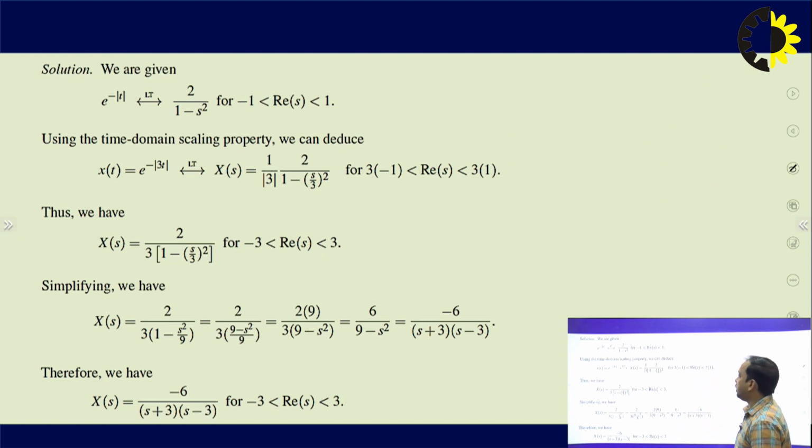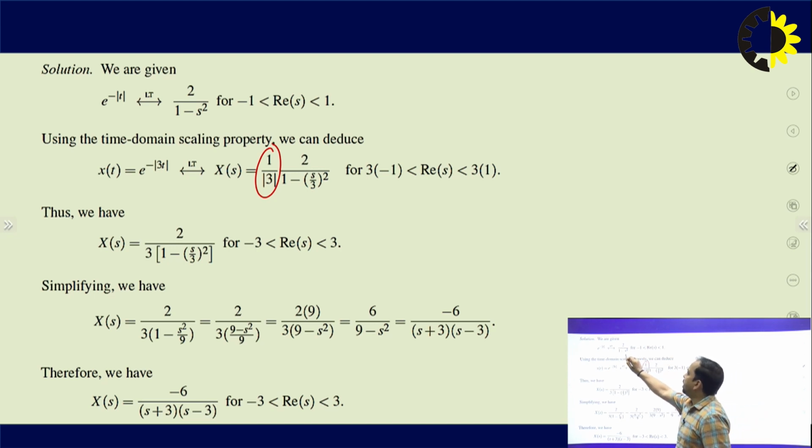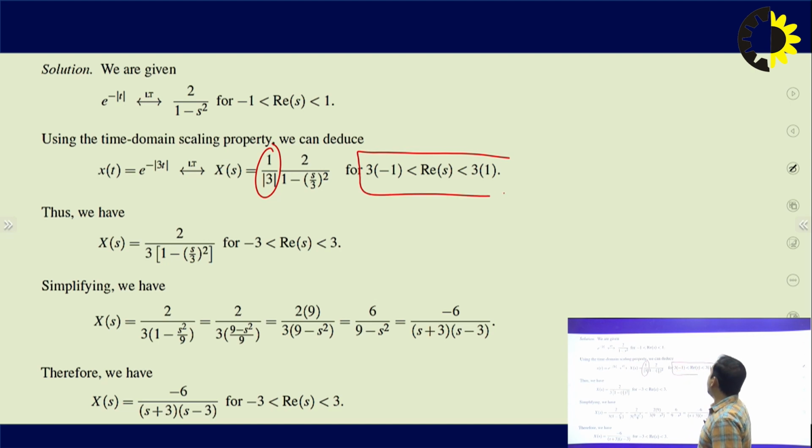So wherever we have s, it will be replaced by s by 3, and also we have 1 by mod of 3. So 1 by mod of 3 divided by 1 minus s by 3 whole squared, and we can see that the entire ROC is basically multiplied by a factor of 3. So it will be minus 3 to plus 3. So finally what we have, after solving, is x of s equal to minus 6 divided by s plus 3 multiplied by s minus 3.